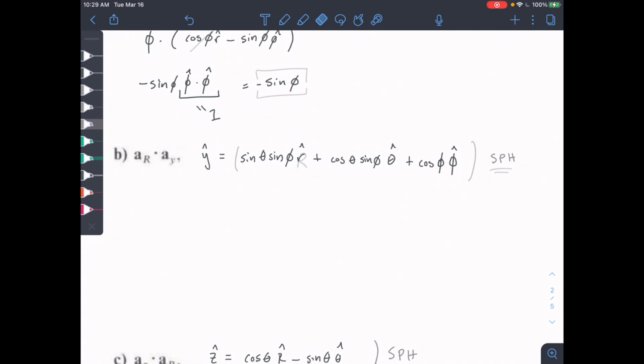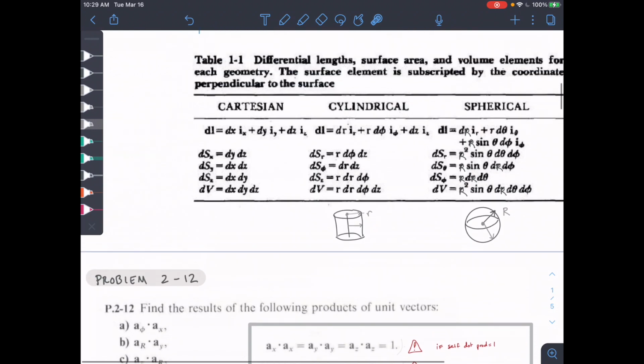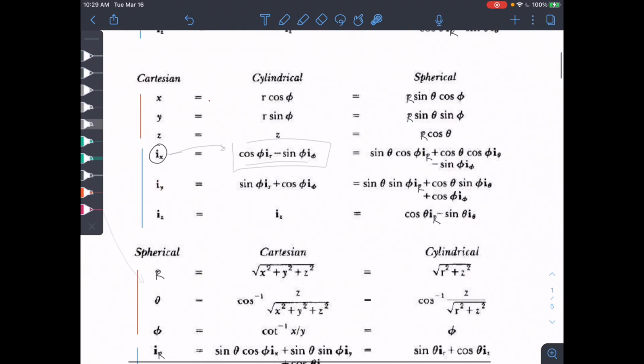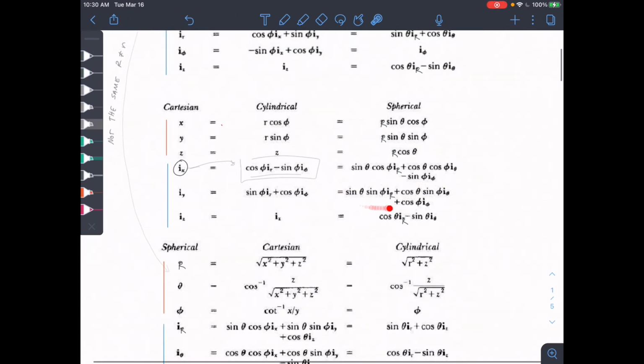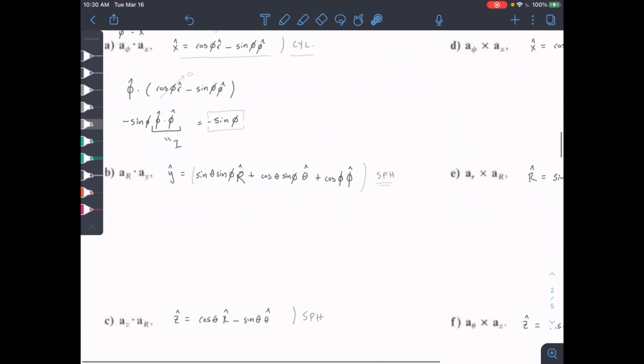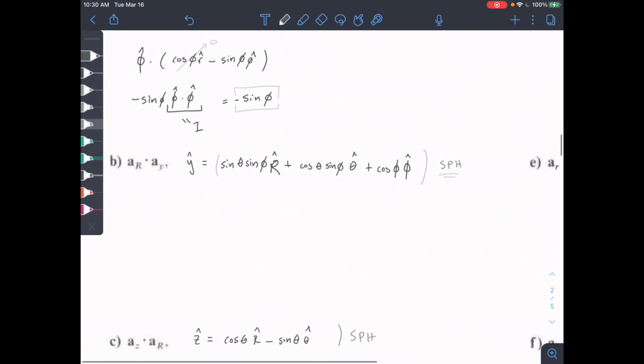We found the spherical representation of our y hat, and we got that from our chart. So we started with Cartesian y hat, and then we went and got the spherical version of the unit vector, and we saw that on the last page when we first started. Okay, so we have r hat, and we're going to dot it with what we found, and we're going to apply our same rules here.